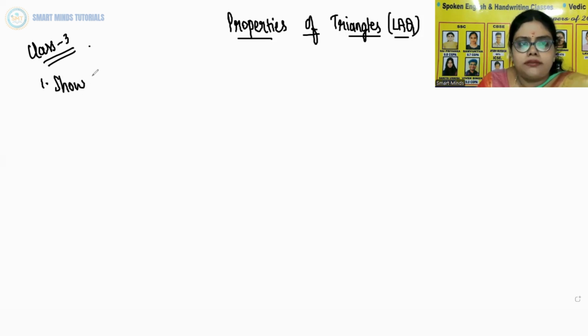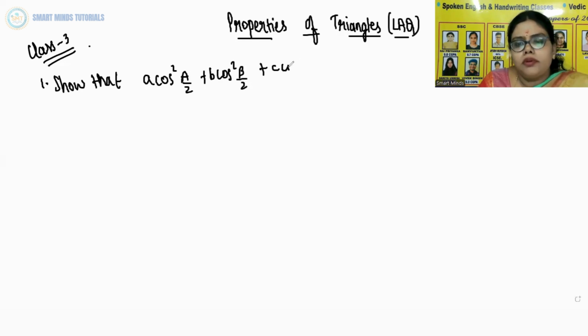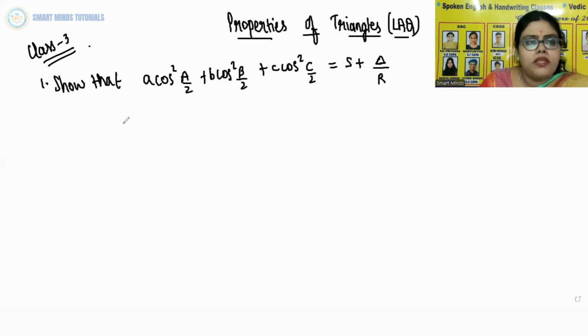Show that A cos square A by 2 plus B cos square B by 2 plus C cos square C by 2 equals S plus delta by R. So let's see how to do this. First we will take LHS.